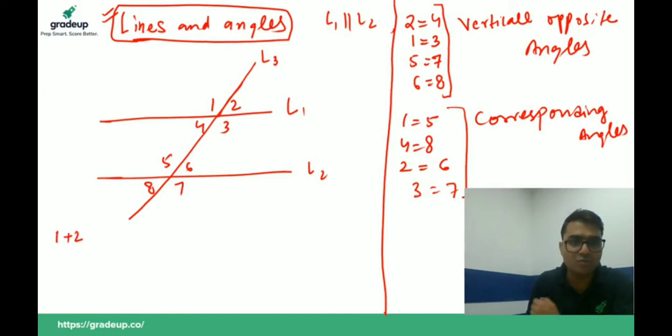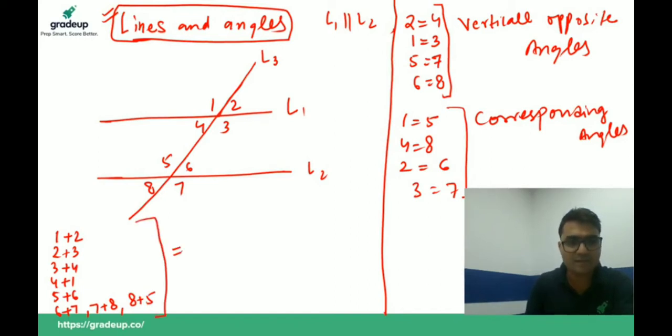Okay. And 1 plus 2, 2 plus 3, 3 plus 4, 4 plus 1, 5 plus 6, 6 plus 7, 7 plus 8, 8 plus 5. All these sums will be equal to 180 degrees, and these pairs are called linear pairs.